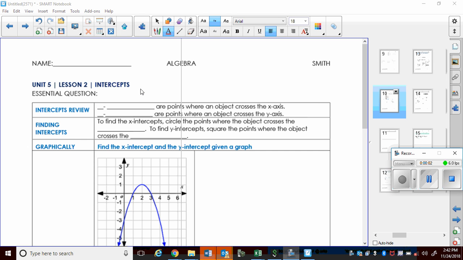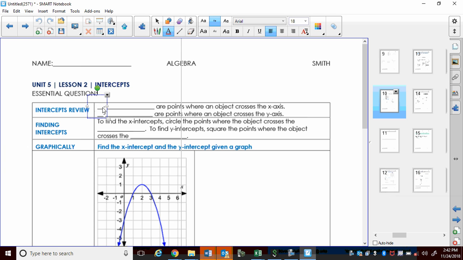So this second lesson is on intercepts. We've covered this previously. You guys did really great on it. So intercepts are those critical points where an object crosses either the x-axis or the y-axis.